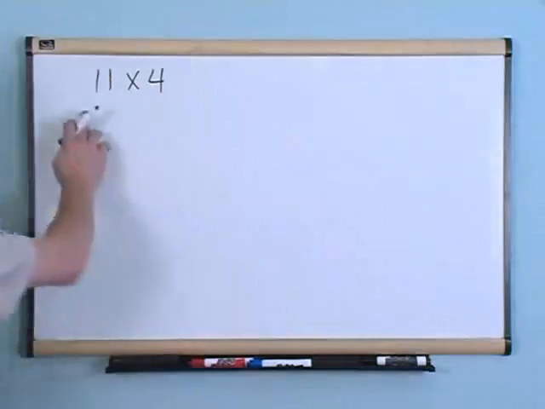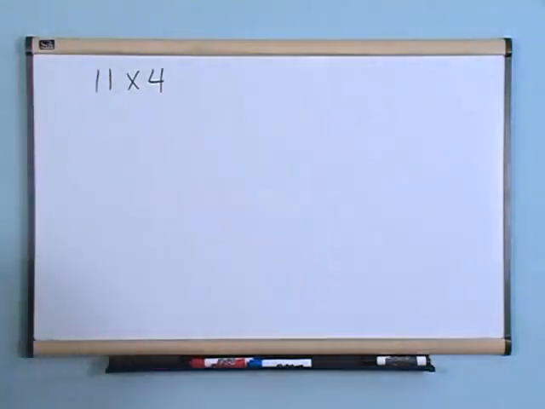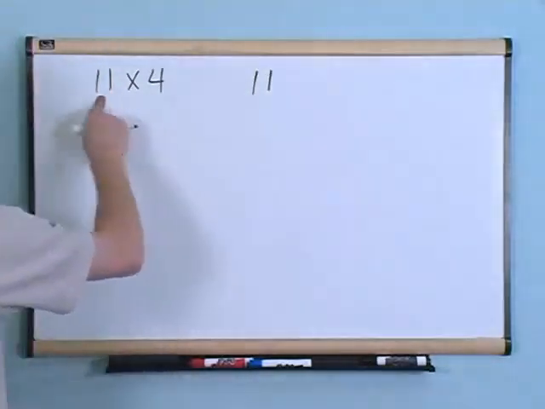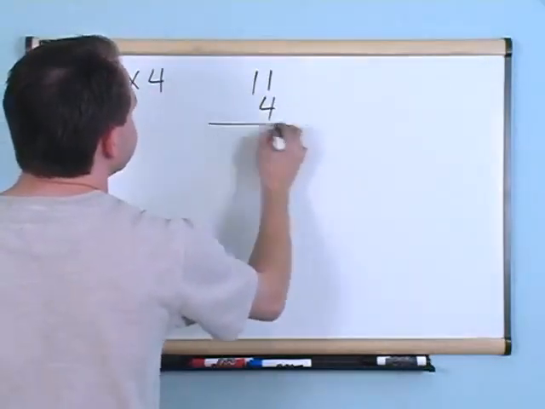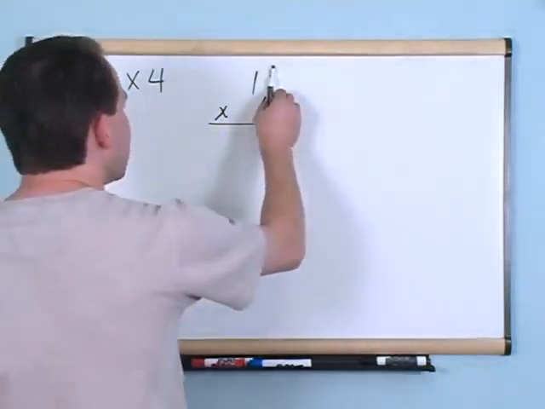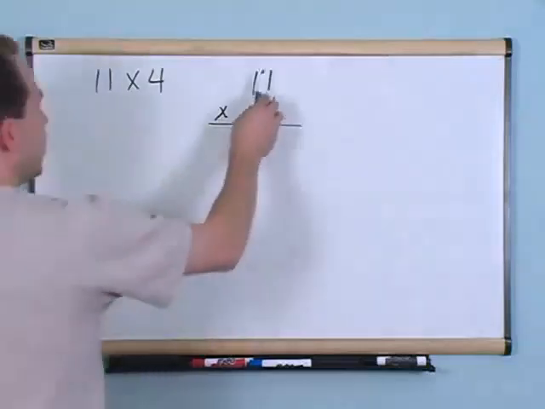But I'm going to teach you how to do this without having to remember it, okay? What you're going to do is write the bigger number on the top, just like we always do, and the smaller number on the bottom. Okay? Now here is how you multiply. Again, you start in the right-hand column.